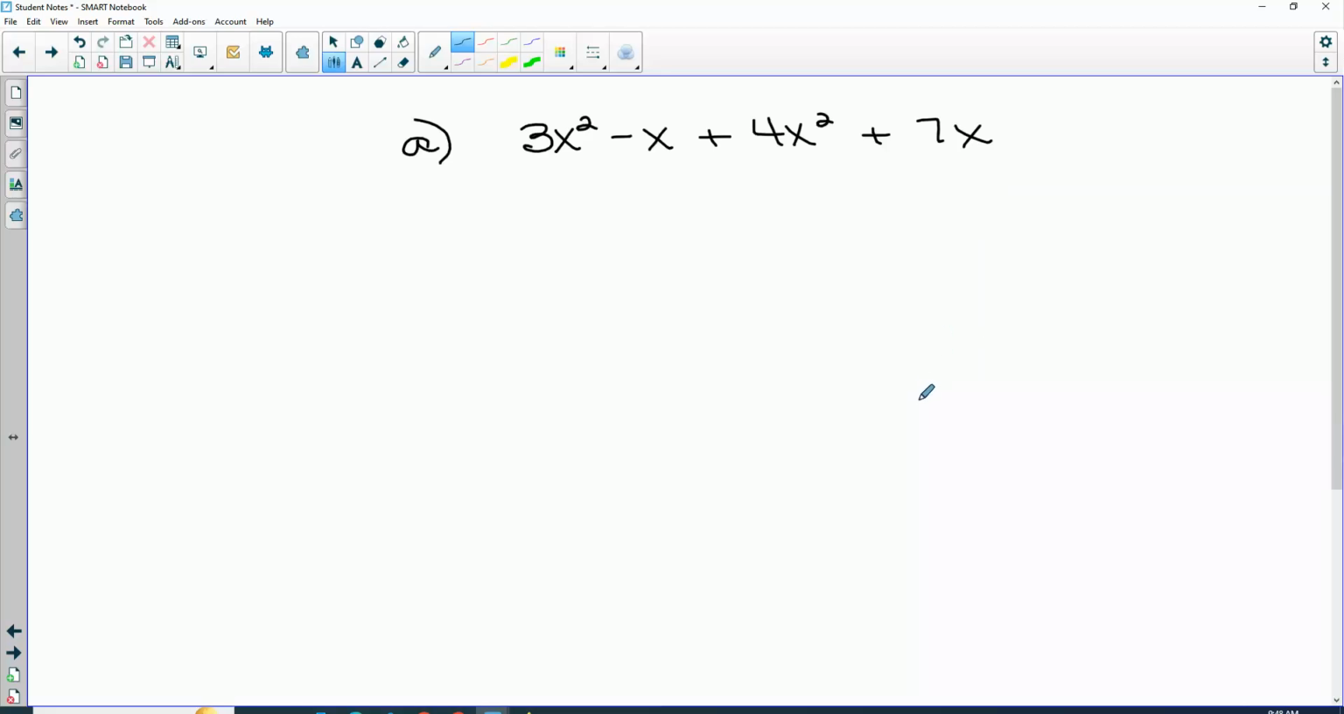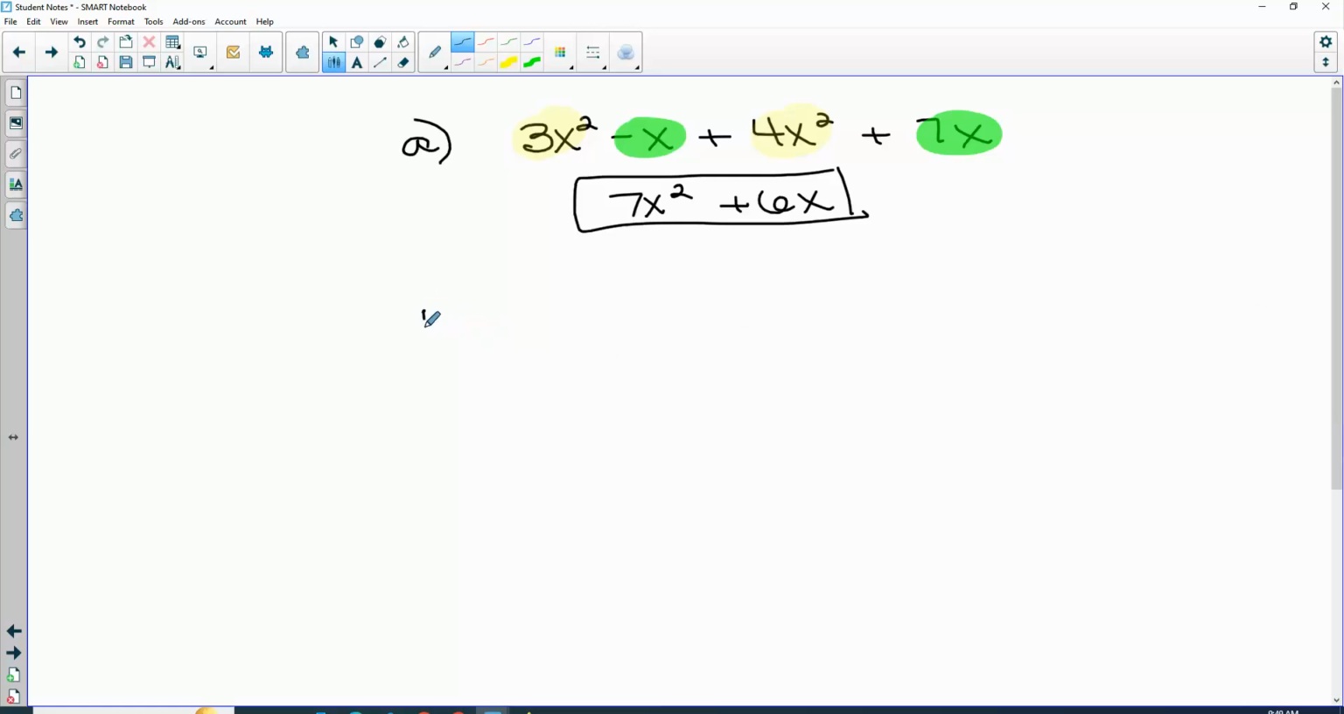Add negative 1 and 7. We add like terms. So if I look, 3x squared and 4x squared, we can add those. When I add them, what changes? Does the x part change? No, you just add the numbers, so it's 7x squared. Then we have negative x and positive 7x. So negative 1 plus 7 is positive 6x. So when we are adding and subtracting, we can only put them together if they're like terms, same variables, and when you do that, the variable doesn't change.